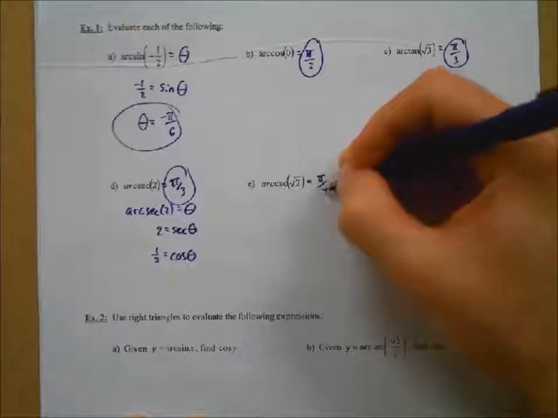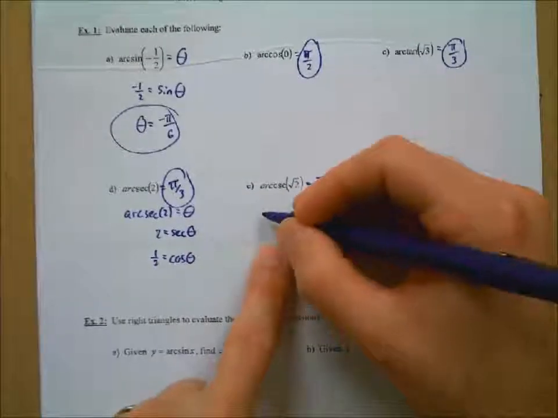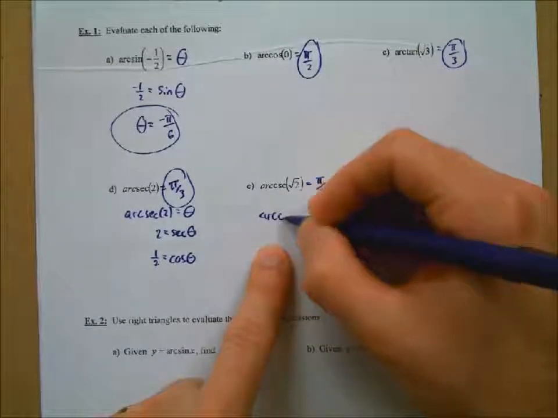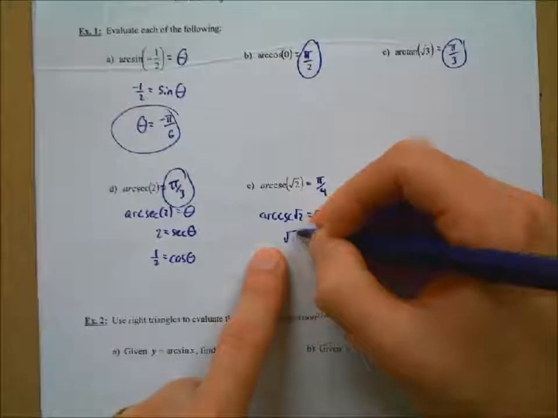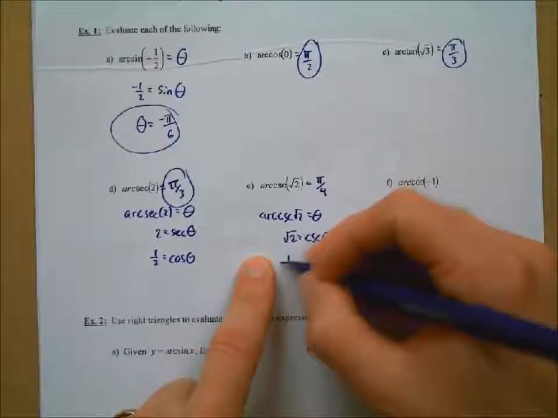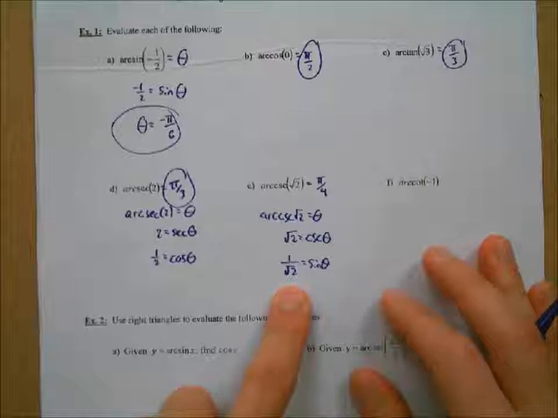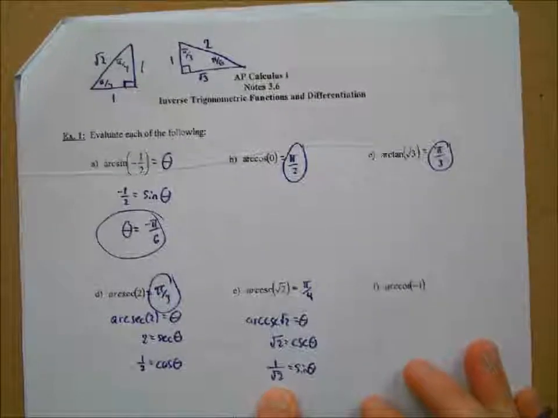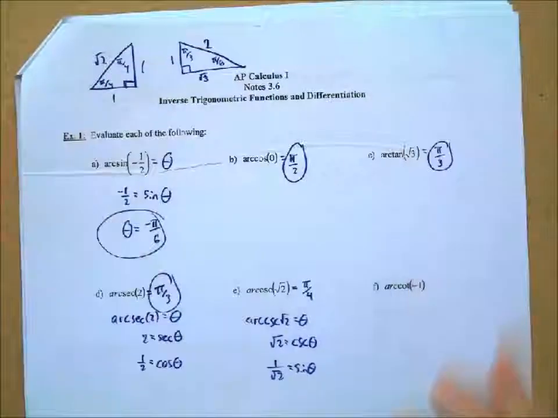Okay. We can do a similar thing like we did with the arc secant, right? Arc cosecant of root 2 equals theta. So that means root 2 equals cosecant of theta, which means that 1 over the square root of 2 is equal to the sine of theta. If we go back up to our reference triangles here, sine of pi over 4 would give us 1 over root 2. So the angle's pi over 4 there.